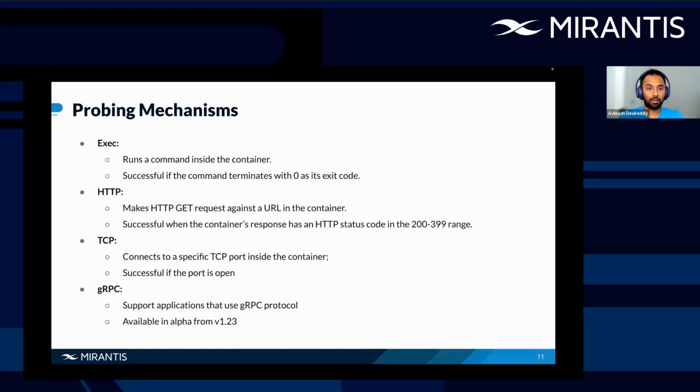Then the second one is the HTTP probe. Similar to the exec probe, what it does is it makes an HTTP GET request against a URL in a container. The probe is successful when the container's response has an HTTP status code in the 200 range or the 300 range. And then the third probe is the TCP probe, where it tries to connect to a TCP port inside a container. If the port is open, then the probe is successful.